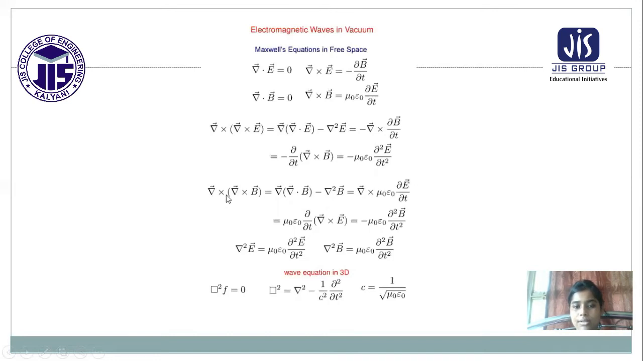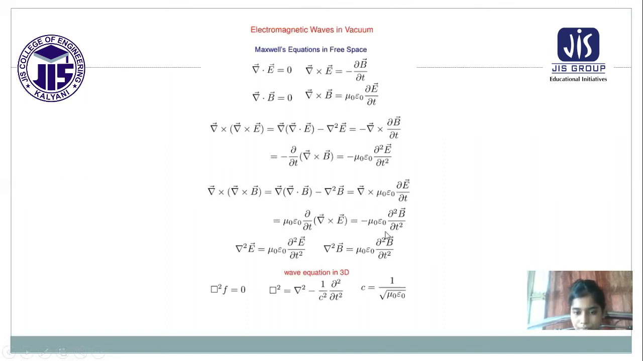So now nabla cross curl B equals nabla of nabla dot B minus nabla square B, and nabla dot B is 0. That's why it is now equal to mu naught epsilon naught del E by del t. See, that is given here. So therefore mu naught epsilon naught del by del t of E equals nabla cross B.